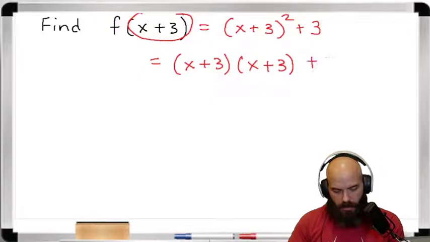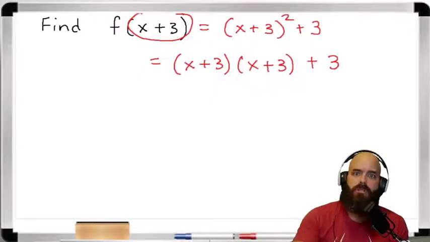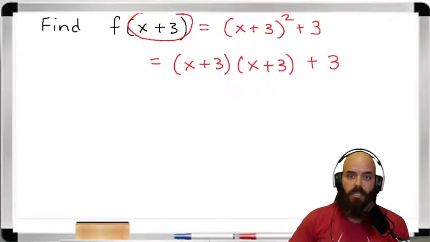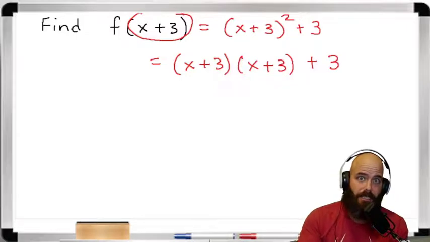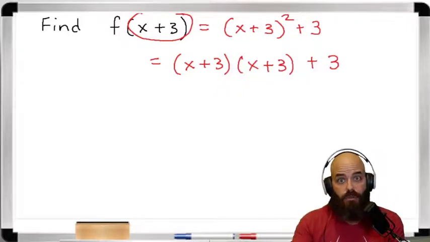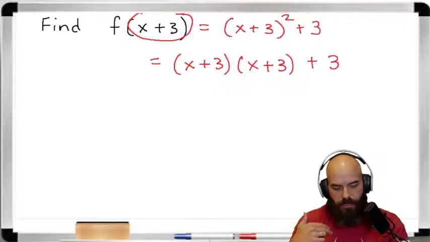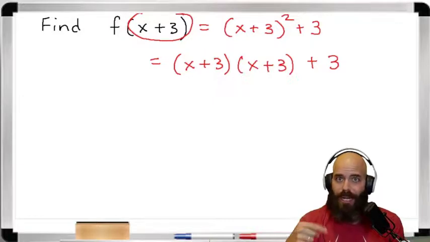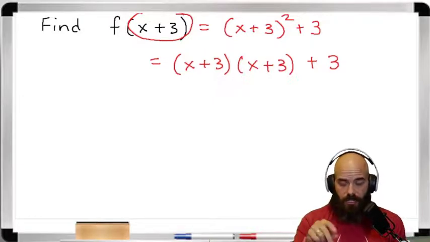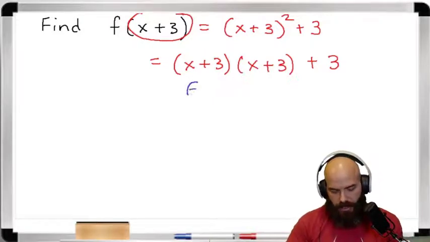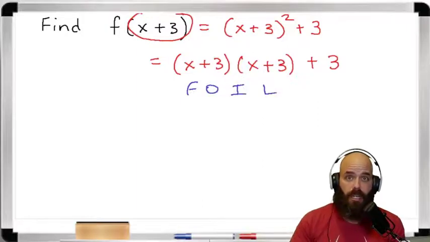And then you have that plus 3 on the outside, right? So all I did there was, instead of writing it as x plus 3 squared, I wrote it as x plus 3 times itself. Okay, and I wanted to do that so that I can express to you that when you multiply binomials together, two binomials at a time, there's a method known as FOIL that you have to use.